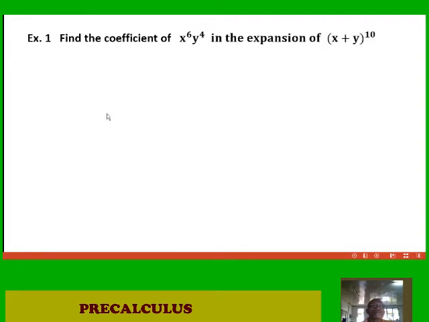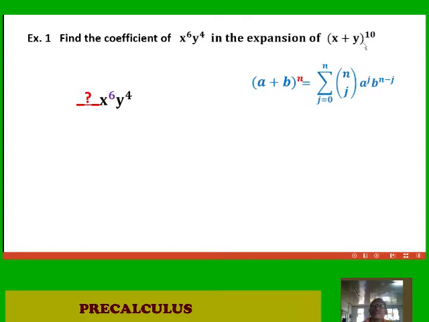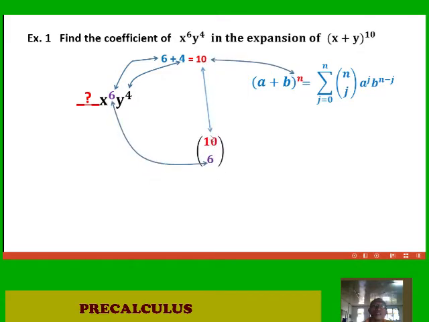For example, find the coefficient of x to the 6 y to the 4th in the expansion of x plus y raised to the 10th power. So we are asked to determine the coefficient of x to the 6 y to the 4th. We notice that the exponent of the binomial is equal to 10. N is equal to 10. So 6 plus 4 is equal to 10. In our combination, our n is 10. Then 6 is the exponent of the first term.